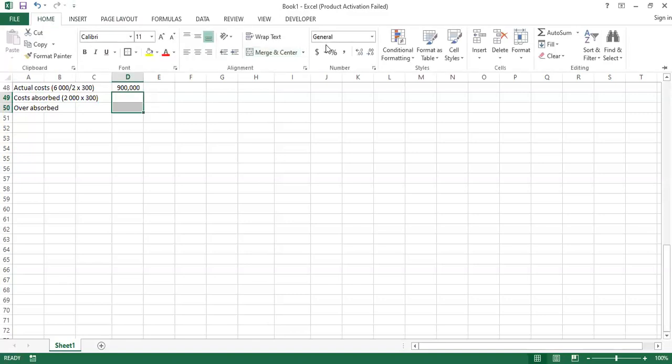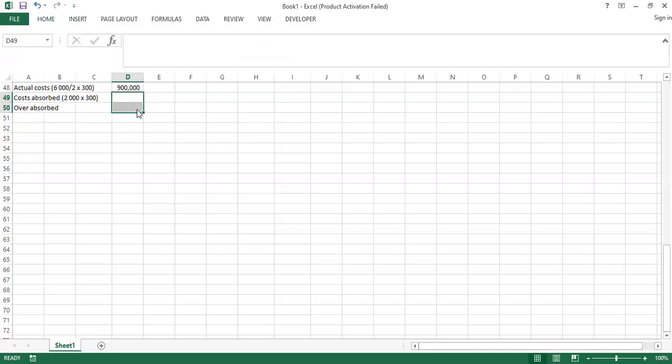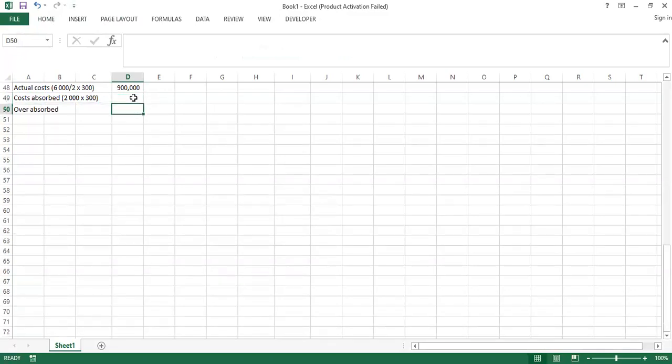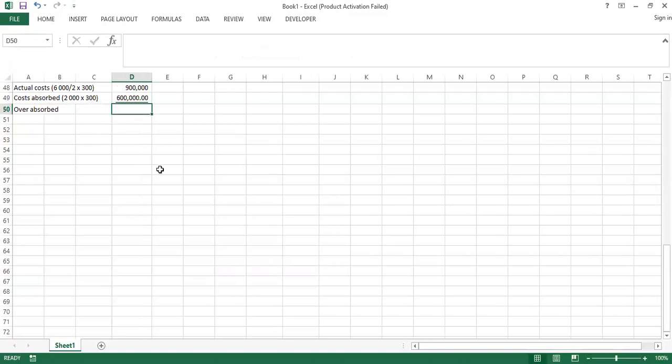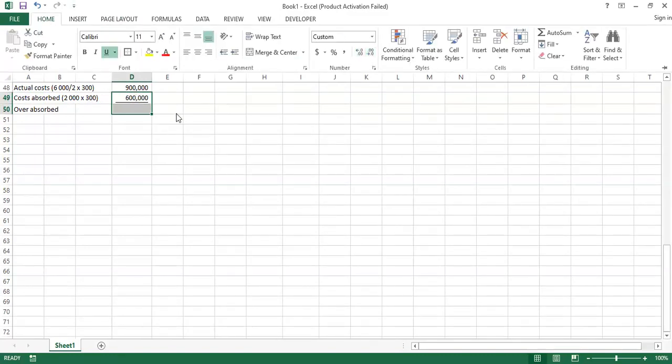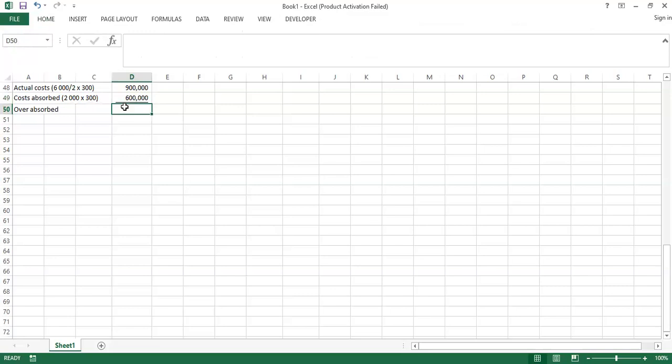Let me make that clearer. Is it making sense so far? Are we following each other? Okay, perfect. So this is 2,000 times 300. So that's what we get there. So we can as well get the difference there.